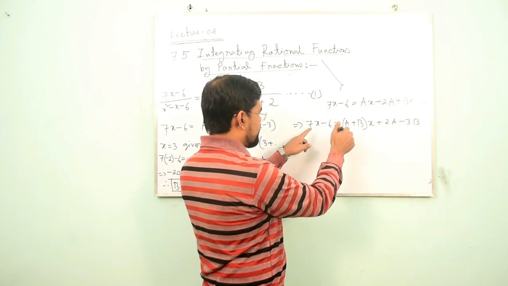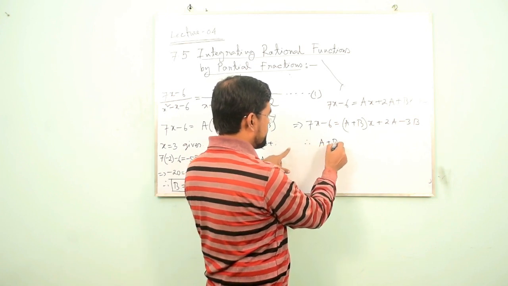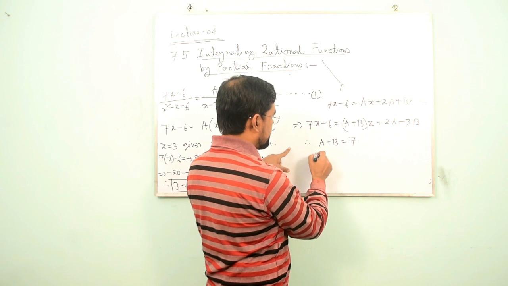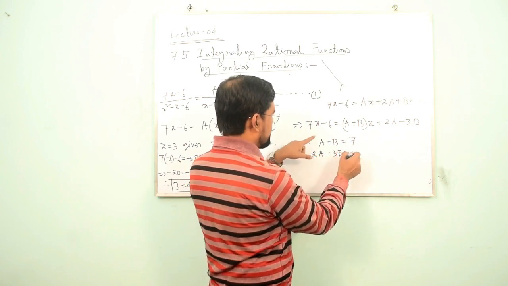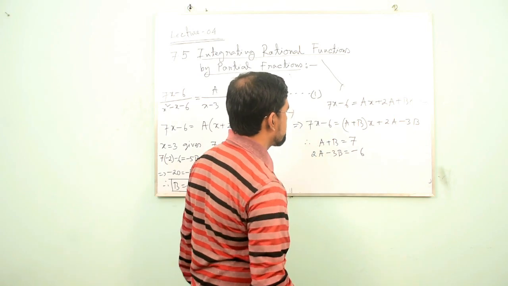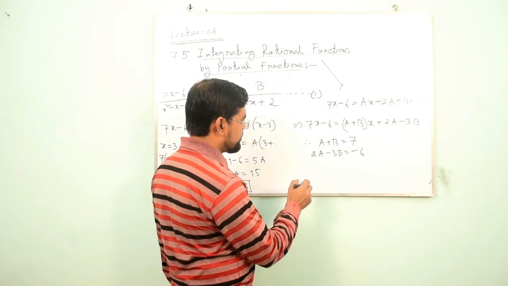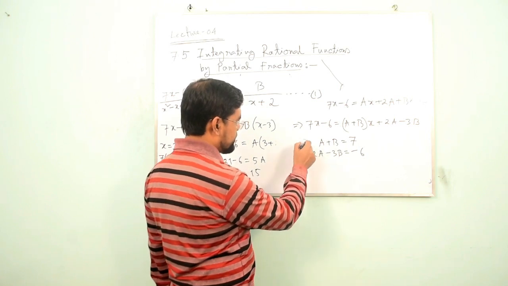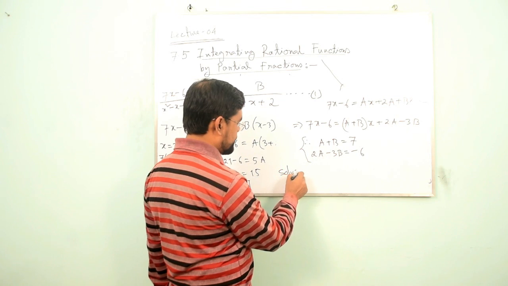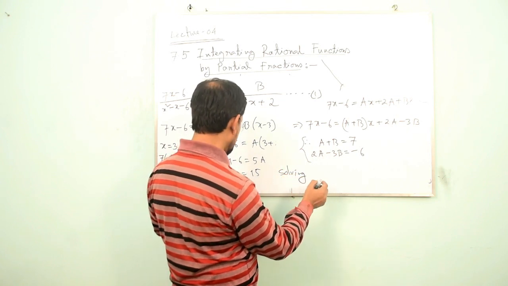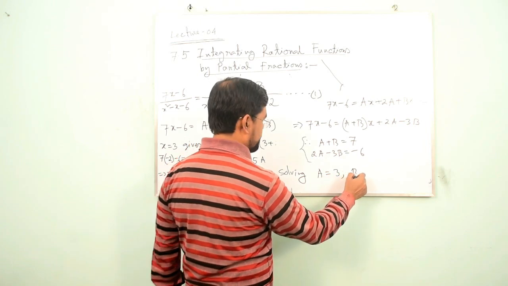So equating the coefficients of x, we get a + b = 7 and 2a - 3b = -6. Here you have two equations in two unknowns, a and b, so you can easily solve this system. Solving it, you can easily determine a = 3 and b = 4.